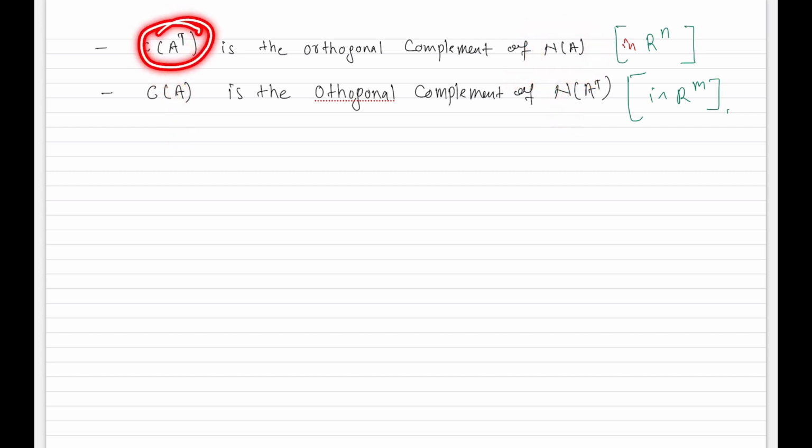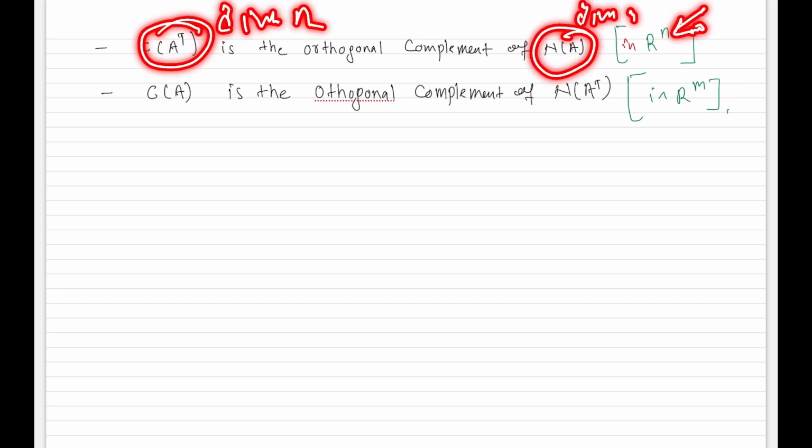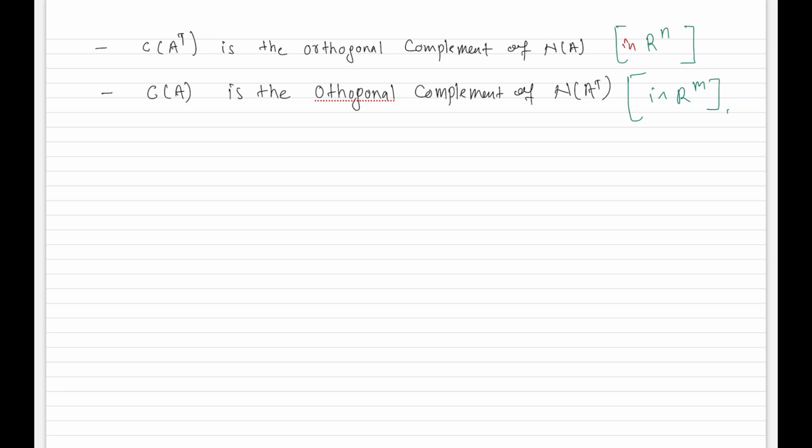And these two subspaces are going to fill the complete n dimensional space, right? Because we know the dimension of the row space is r, and the dimension of the null space will be n minus r. If we add up these two dimensions, we get the dimension of the complete vector space where they belong, right? And a similar thing is true for the column space and the left null space.